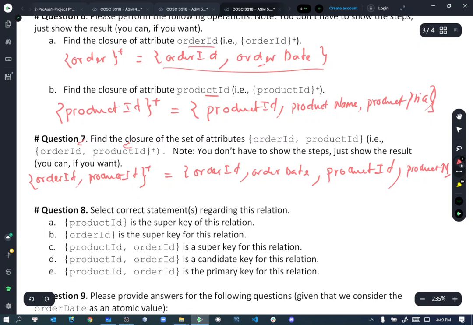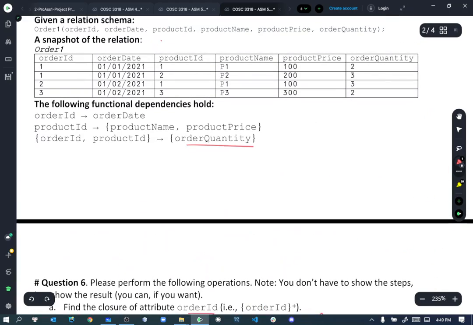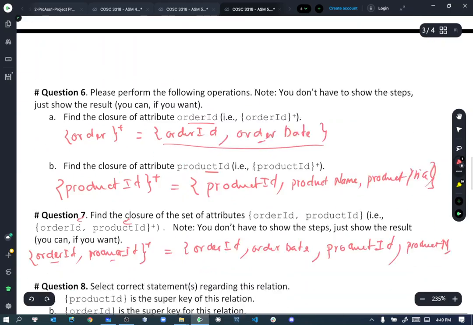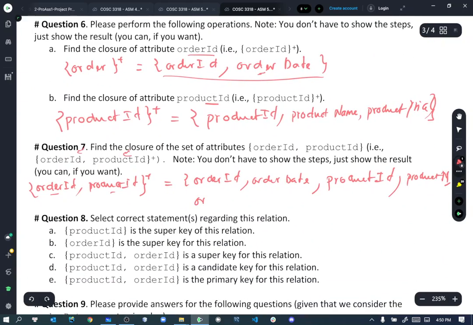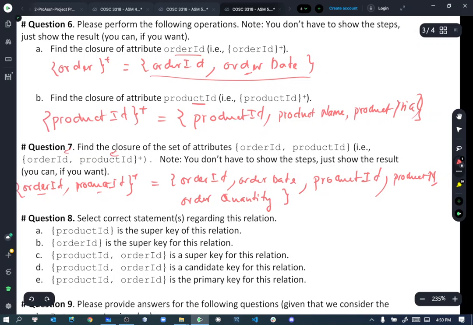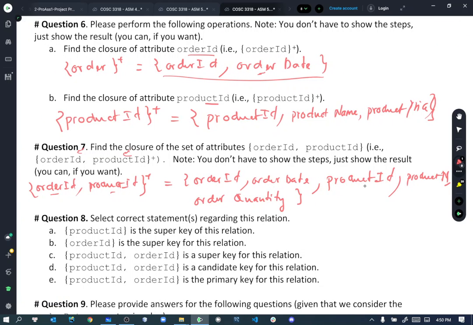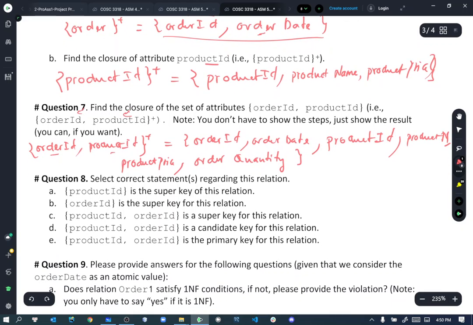Then both of them, order ID and product ID, can determine order quantity, so you put order quantity over here. So this one is the closure. It includes all of the attributes already: order ID, order date, product ID, product name, order quantity. Product ID can determine product price as well, so I have to add that too. So the closure includes all the attributes inside that relation. Next one.